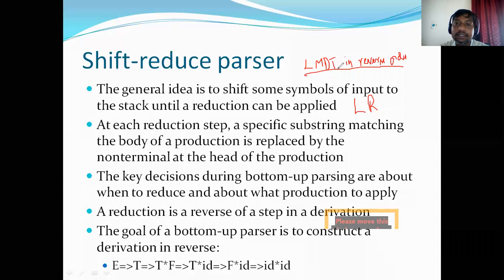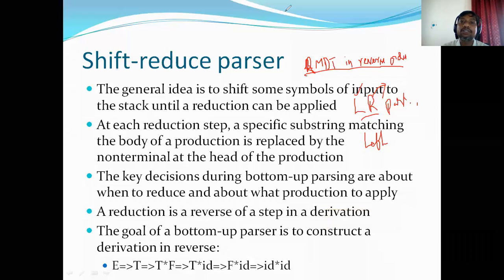Oh, sorry, this is the rightmost derivation tree. Rightmost derivation tree in reverse order. Often they are called LR parsers. The L here refers to the left to right scan of the input, and R refers to rightmost derivation in reverse order.